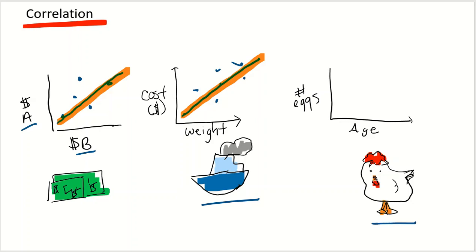Finally, consider a chicken. Young chickens make a lot of eggs. However, as chickens age, their egg production decreases. So this is an example of negative correlation, where one variable is increasing and it's causing the decrease in the other variable.